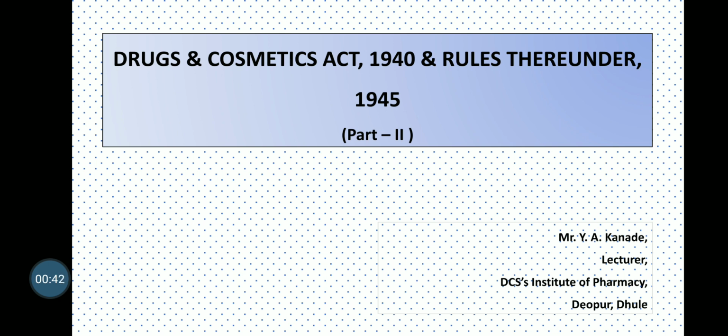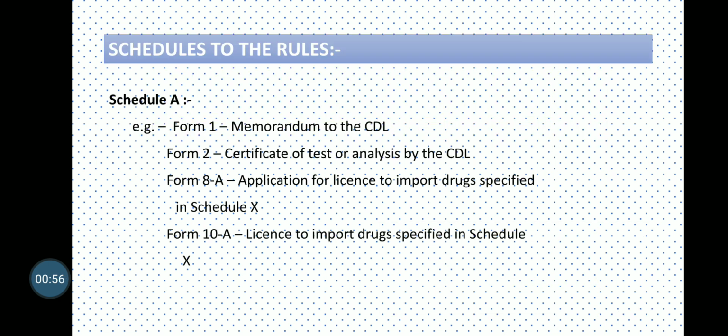There are total 27 schedules which have been prescribed or described under Drugs and Cosmetics Rules 1945. Let us discuss the schedules one by one. The first schedule which is given, that is your Schedule A. In Schedule A, it says about the list of forms used for making applications, for issuing licenses, forms which are used for renewal of licenses, form which is used for sending memorandum, etc.